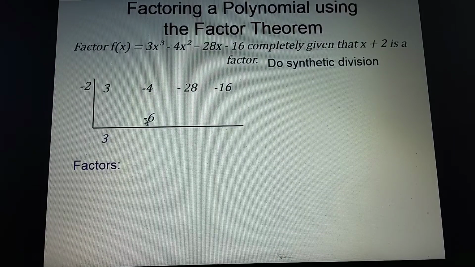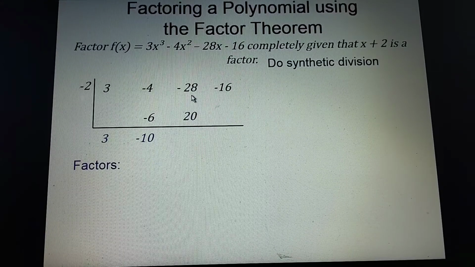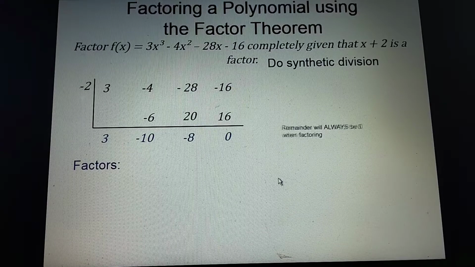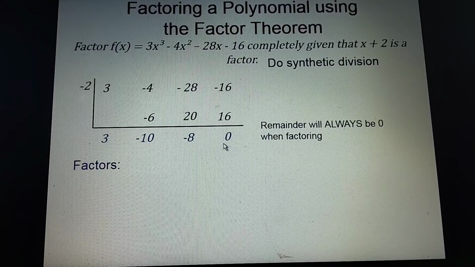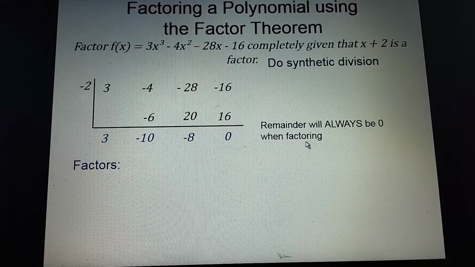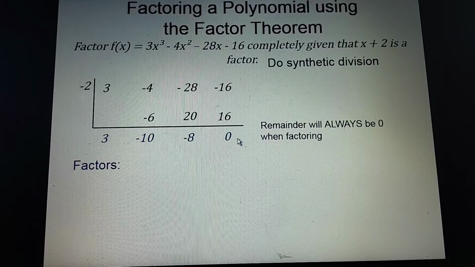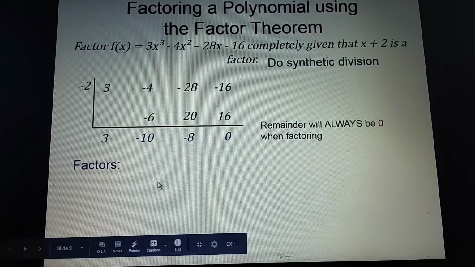Negative 4 minus 6 is negative 10. Negative 10 times negative 2 is positive 20. Negative 28 plus 20 is negative 8. Negative 8 times negative 2 is positive 16. Then 0. Remember, this number will always be 0 when you're factoring. When they just tell you to divide, it's not necessarily 0, but when you're factoring, it has to be 0.